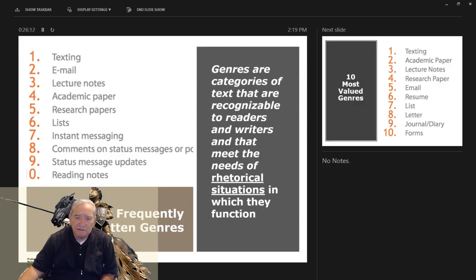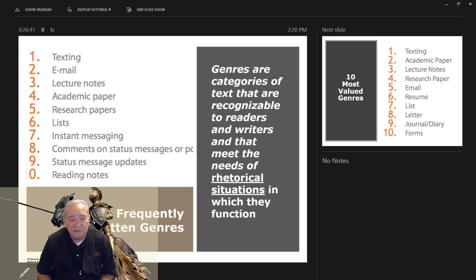Genres are categories of text that are recognizable to readers and writers that meet the needs of rhetorical situations. I just mentioned that. Here are frequently used genres that are mentioned in your book. Texting, very frequent. I think they now have a dictionary for texters, for us old folks that don't know what rolling on the floor is, or some of these acronyms that I still don't know.